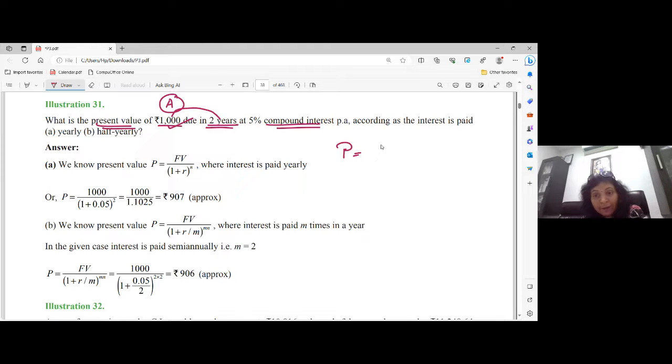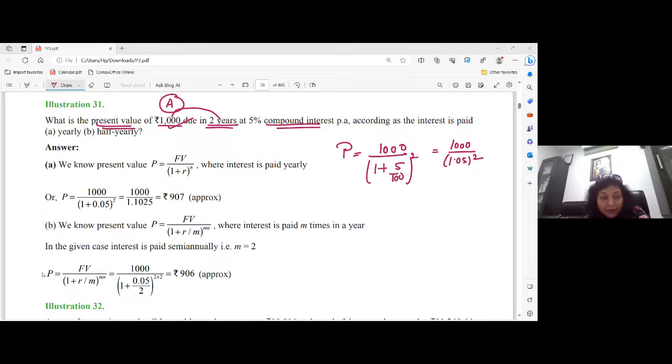So your amount is 1,000 and you have to find out the principal when interest is paid yearly. So amount upon (1 plus rate of interest) to the power 2. So this is the formula when we are paying annually. So 1,000 divided by 1.05 square. 1.05 square, that is equal to 1.1025. So 1,000 divided by 1.1025, that is equal to 907 rupees.